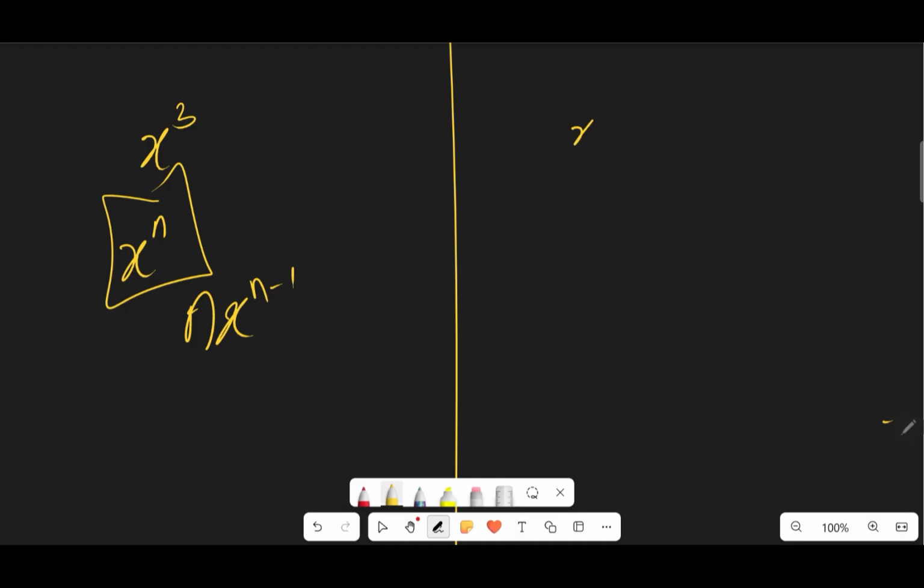Now let me take my x to the power 3. So it means that with this one, I'll multiply this 3 by the x. So I'm going to get 3x. Then I'll subtract 1 from the power here, 3. So I'm going to get what? 2. So this will be my answer.